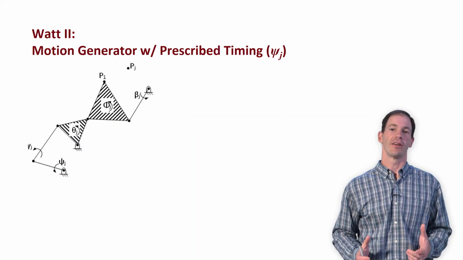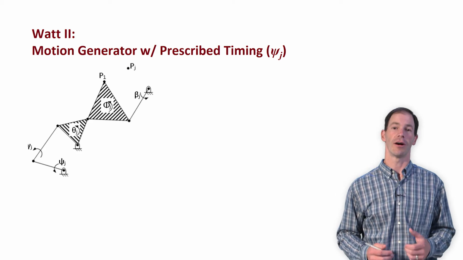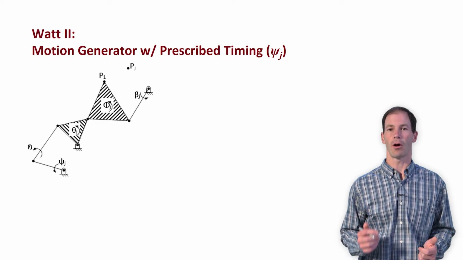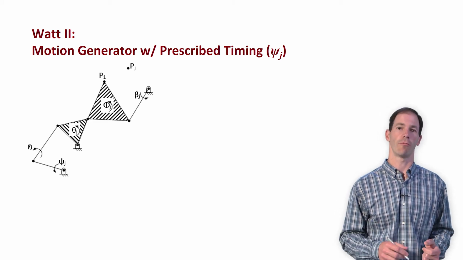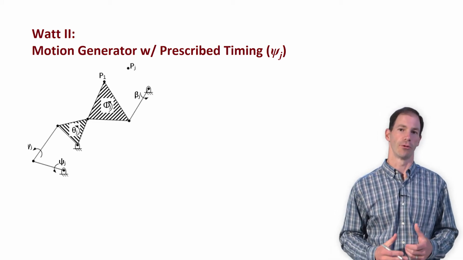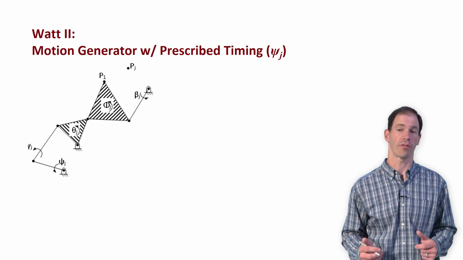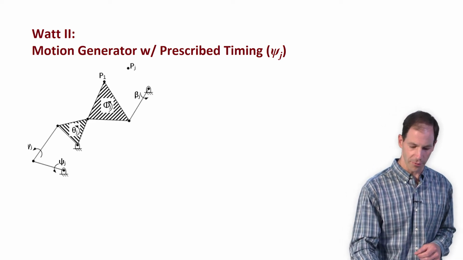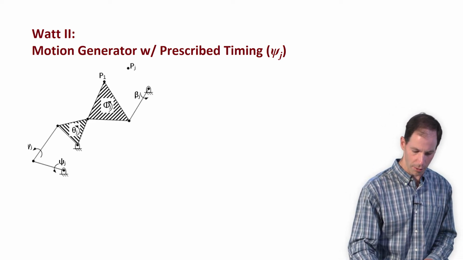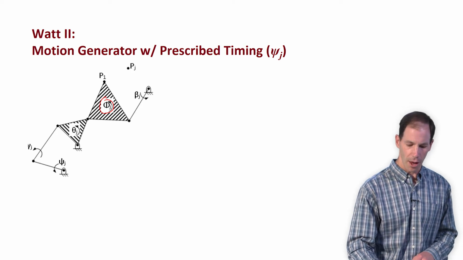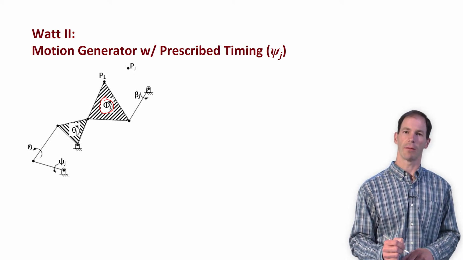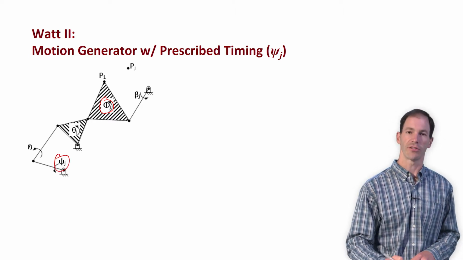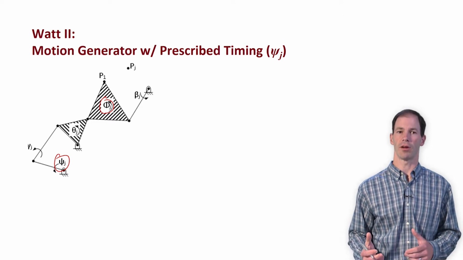So the first multi-loop mechanism we're going to synthesize is a Watt 2 6-bar, where we're interested in motion generation with prescribed timing. Now the motion that we're going to be creating is precision point 1 to precision point J, and this could be through 2 positions, 3, 4, 5, whatever it happens to be. And because it's motion, we're also concerned about the rotation of our coupler, which would be this phi angle right here. So let me grab a pen and we're going to prescribe the rotation phi. And then because we're prescribing the timing of the mechanism, the rotation of an input link, that would be this angle psi down here. So we're prescribing all of that information.